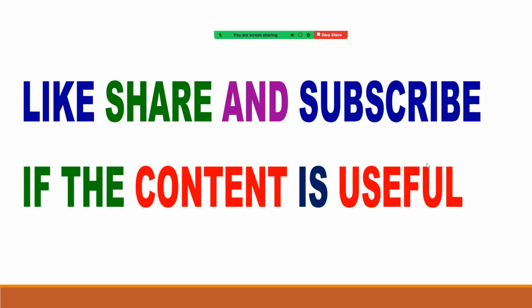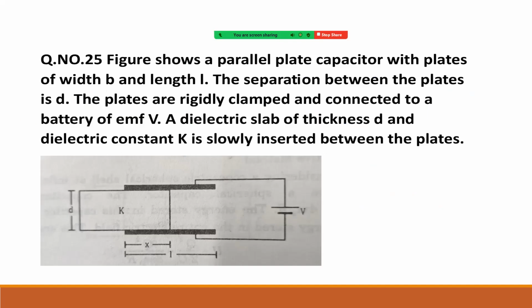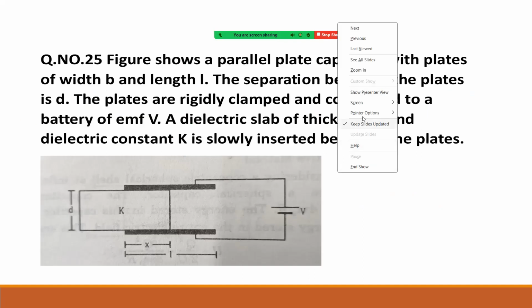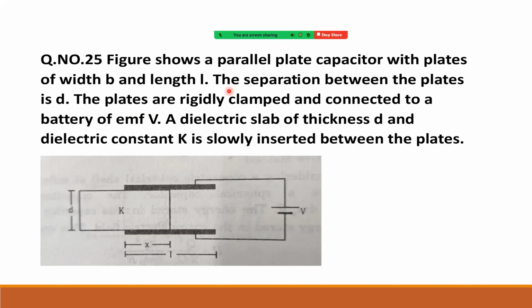Hi students, in this lecture I am going to discuss problems based on dielectrics. Let us see the first one. See the question carefully.